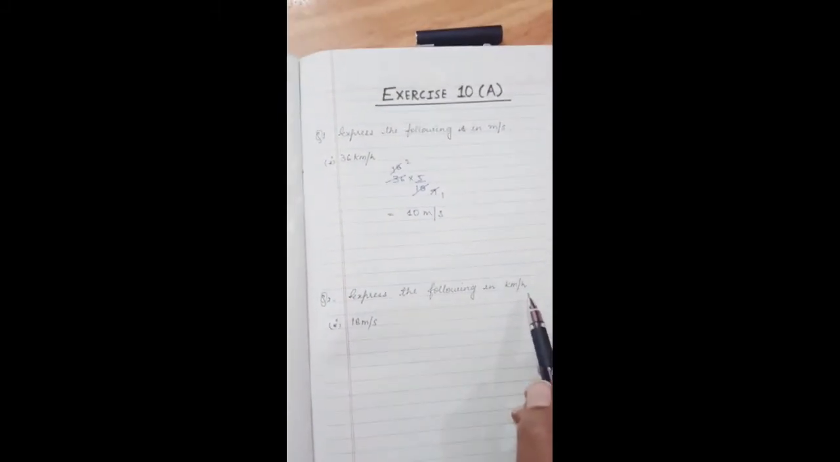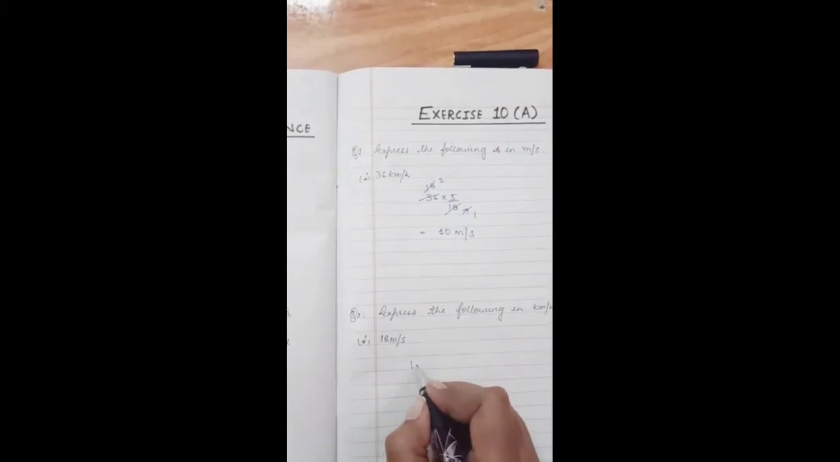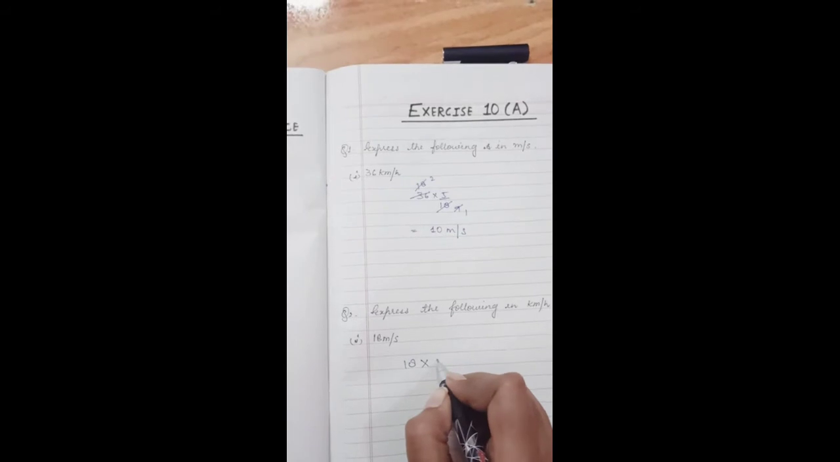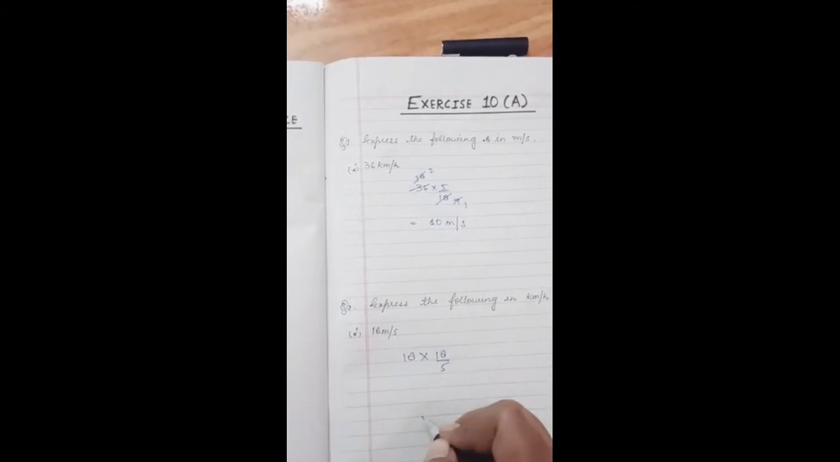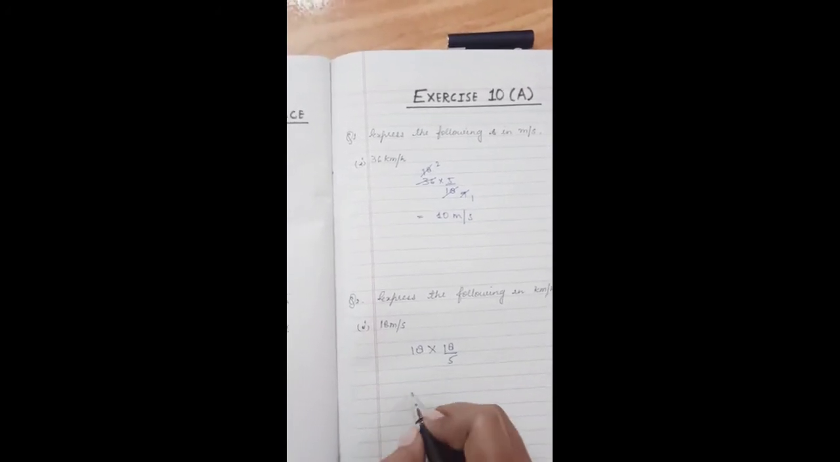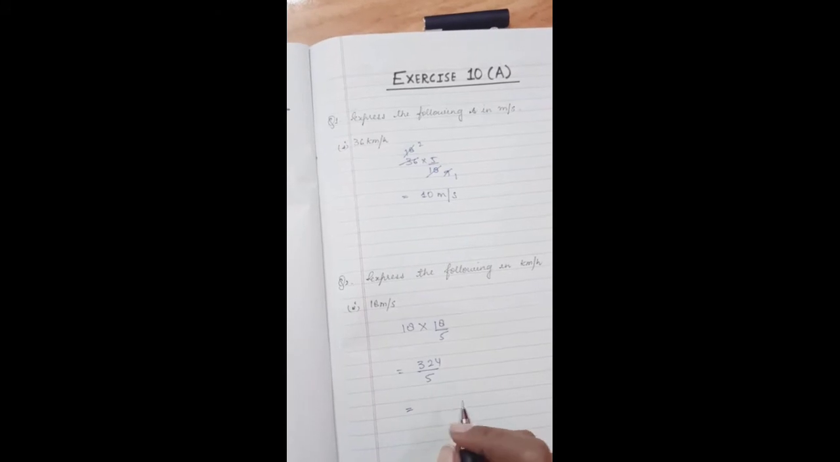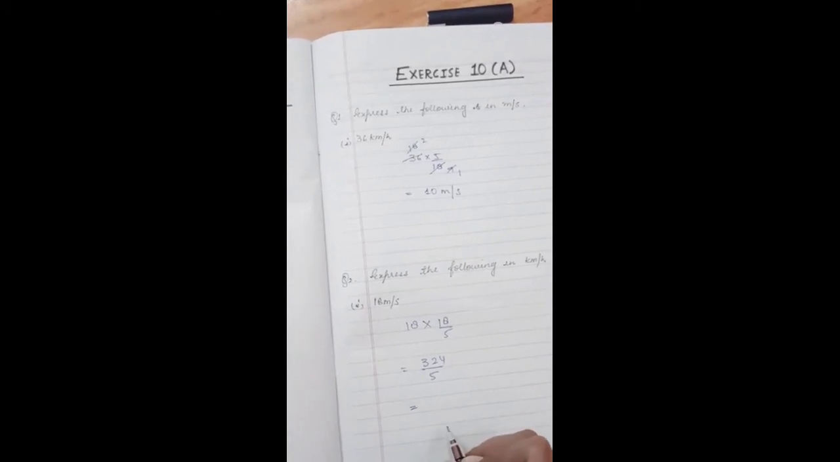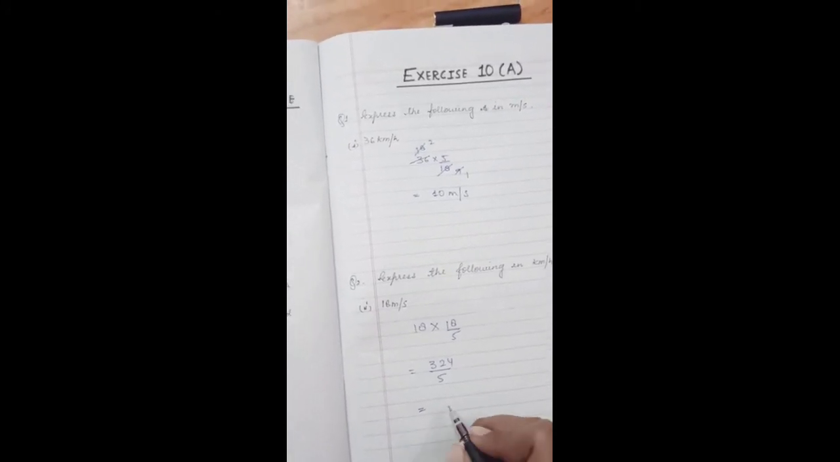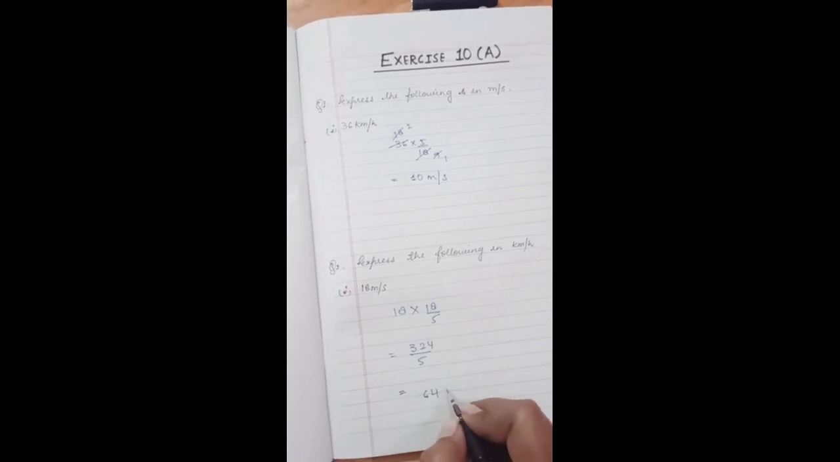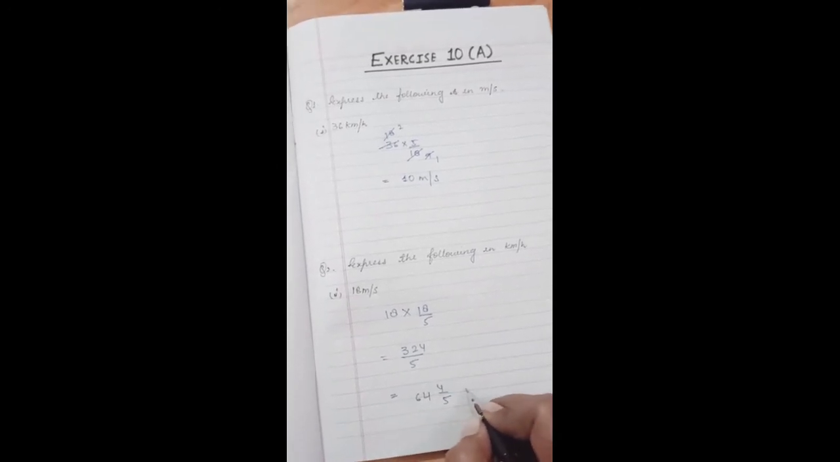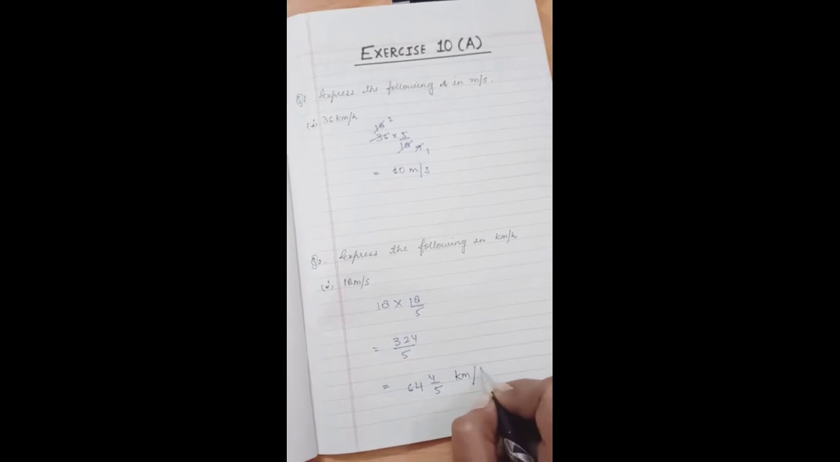Next is question number 2. Express the following in kilometer per hour. To convert the speed into kilometer per hour, we multiply it by 18 by 5. So here we get 324 divided by 5, and convert this improper fraction into a mixed fraction. You will get 64 whole number 4 upon 5 kilometer per hour.